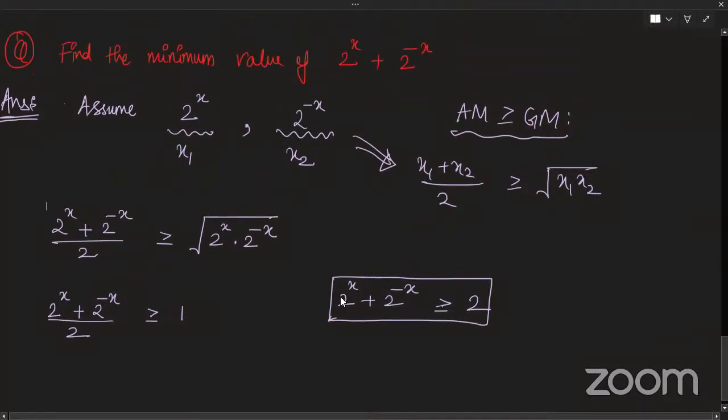See, 2 raised to x plus 2 raised to minus x is greater than or equal to 2. So either it can be 2 or it has to be greater than 2. So what is the least value that it can have? 2.